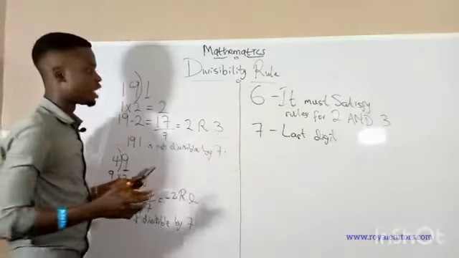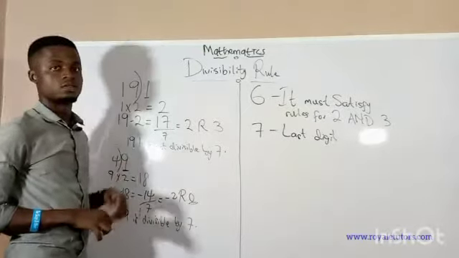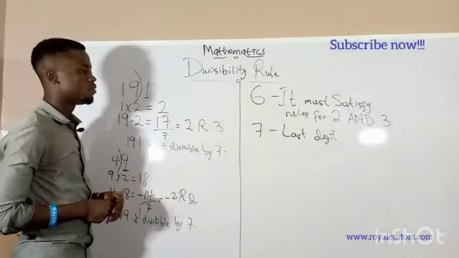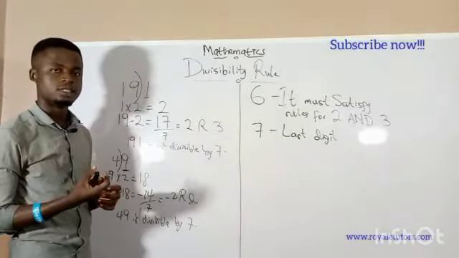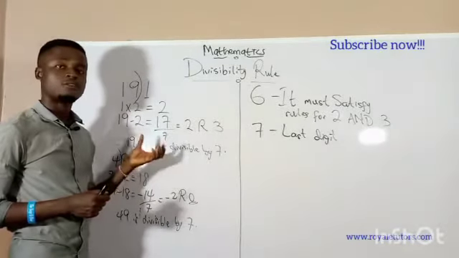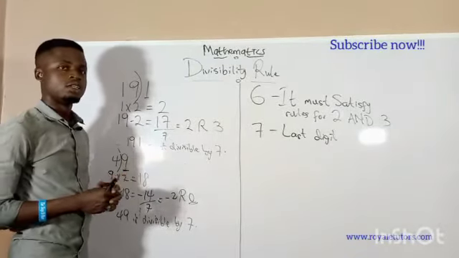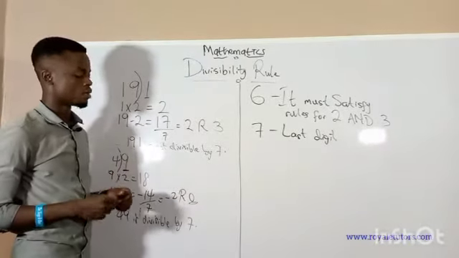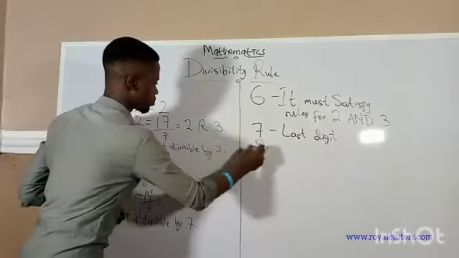Okay, so now we've seen how to check if a number is divisible by 7. So I'm going to repeat the rule again. A number is divisible by 7 if when you double the last digit and you subtract it from the number formed by the remaining digits, it produces a number that is divisible by 7, then the number is divisible by 7.